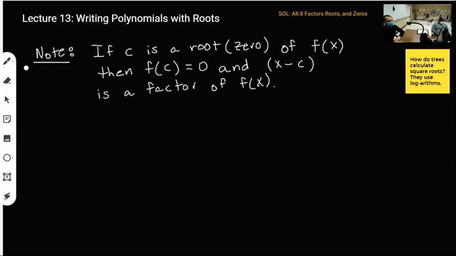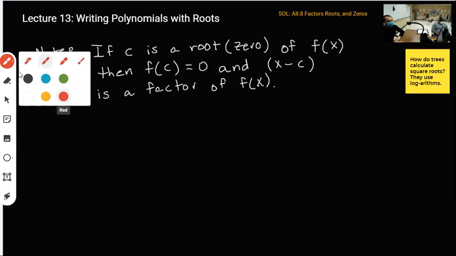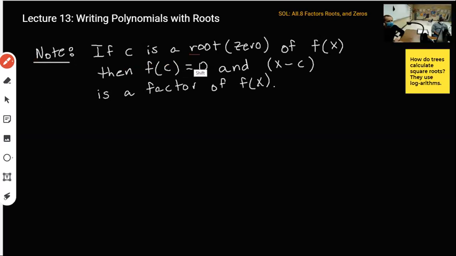So I'm going to underline that note, and I'm going to underline the very important words in red: root, factor. Okay? So do note that another word for root is 0. You can also say x-intercept. All three of these terms mean the same thing: root, 0, x-intercept. Then f of C is equal to 0, and x minus C is going to be a factor of the polynomial.